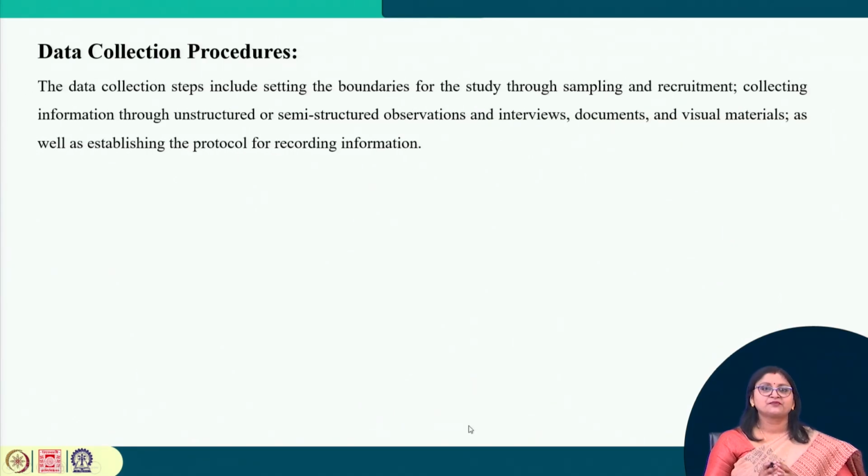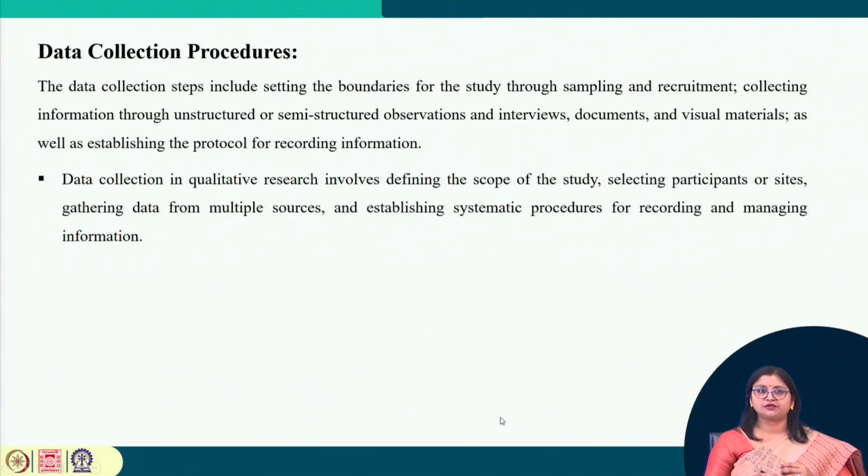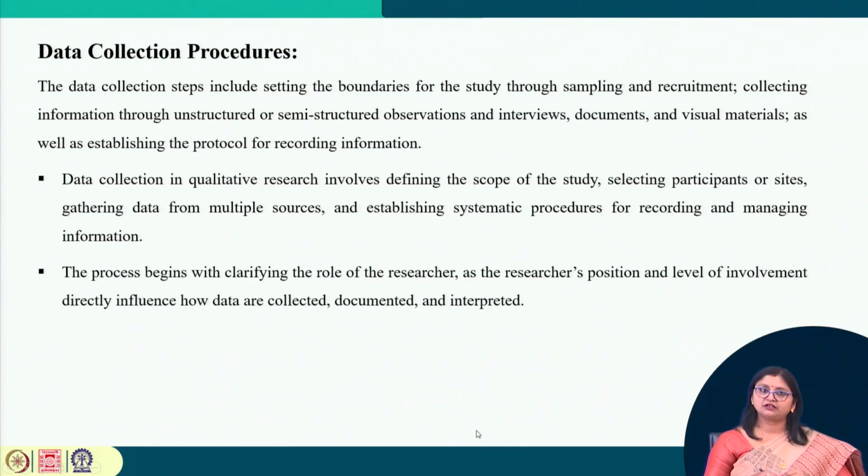So, for data collection procedures in qualitative research, the data collection steps include setting the boundaries of the study through sampling and recruitment, collecting information through unstructured or semi-structured observation, interviews, documents and visual materials, as well as establishing the protocol for recording information. So, data collection in qualitative research involves defining the scope of the study, selecting the participants or the site, gathering the data from multiple sources and establishing systematic procedures for recording and managing the information.